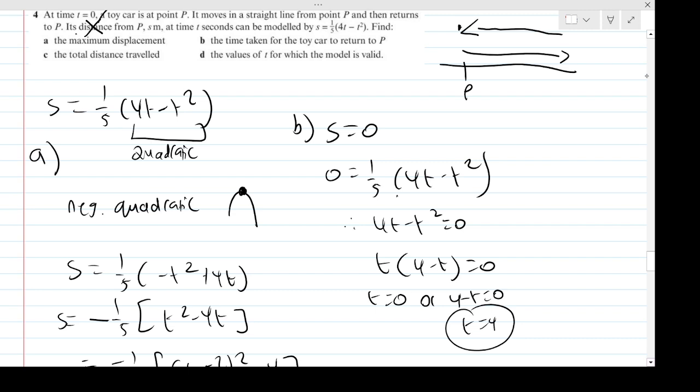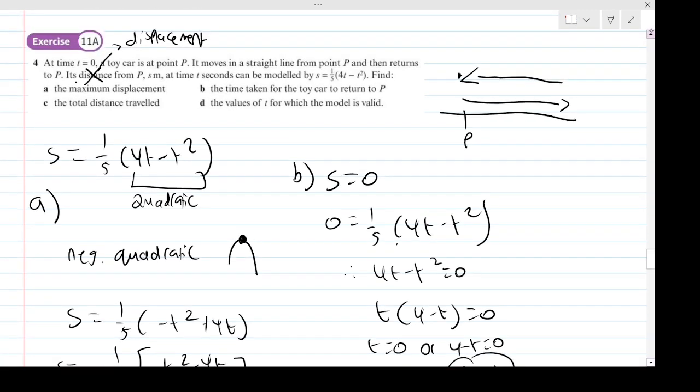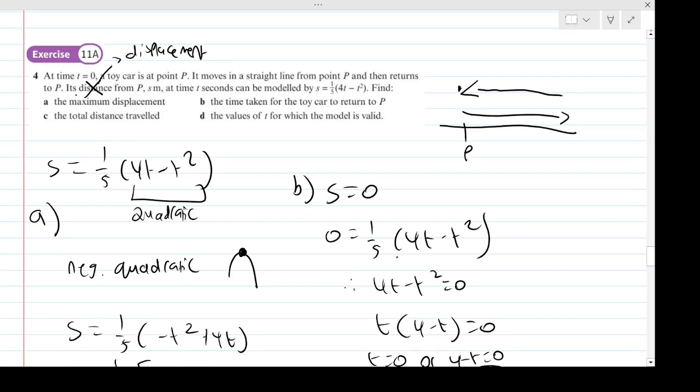Then in part C, it wants the total distance travelled. Now, this is where part A will help us. So as we've just seen here, it starts at P, it's going to go forward, then it's going to hit a max distance. And then it's going to come back around and then back to P, okay? Now, it wants the total distance travelled, okay? Well, actually, the total distance it travels from starting at P to this maximum here, and then from the maximum back to P.